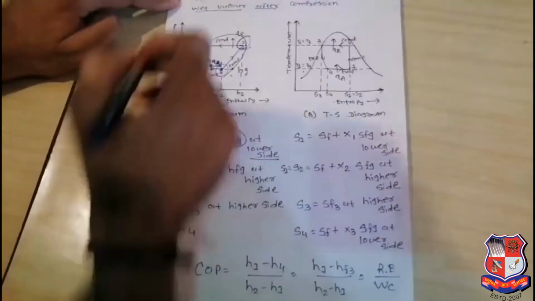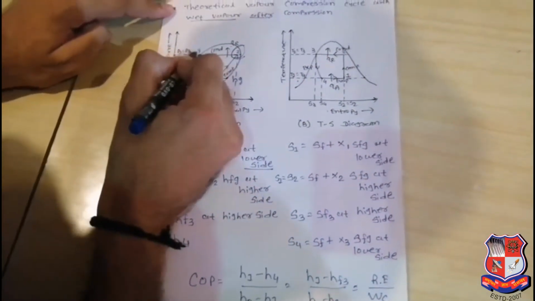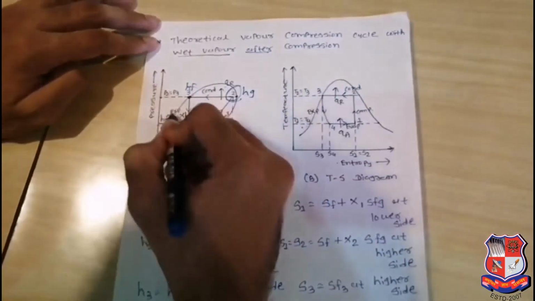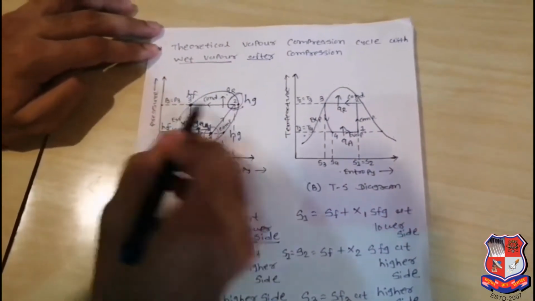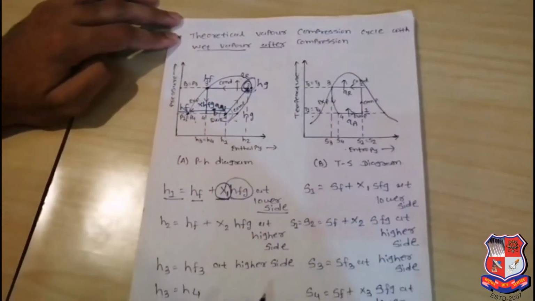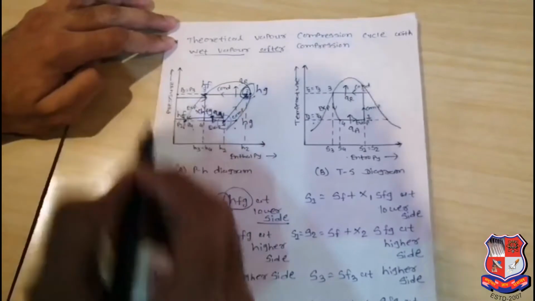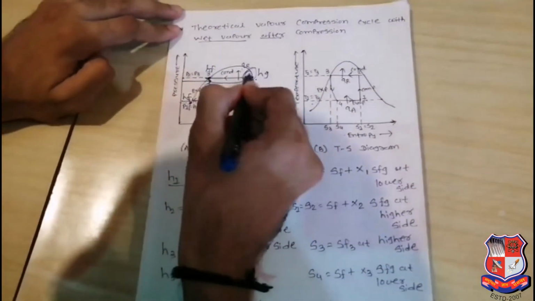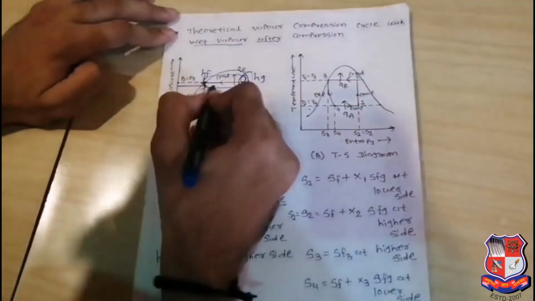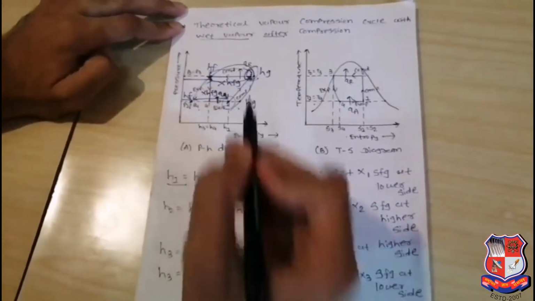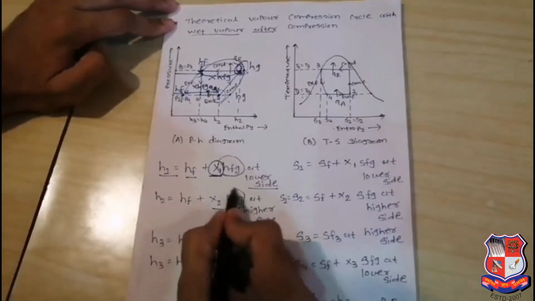That point considered first will be your HF, and that side will be your HG. On the saturated curve there is the enthalpy of the liquid and the enthalpy of the vapor, but we require the H2 point. How can we determine it? You just consider H2 is equal to HF plus that distance. How is it considered? It will be X into HFG, dryness fraction into latent heat, considered at the higher side.